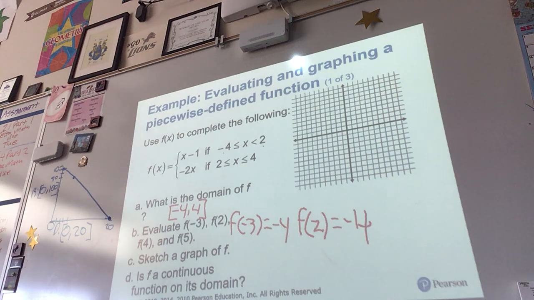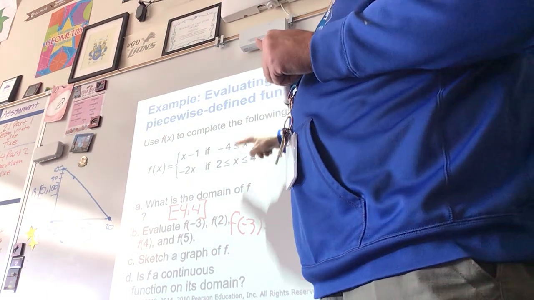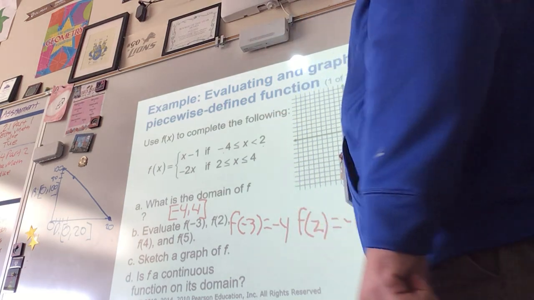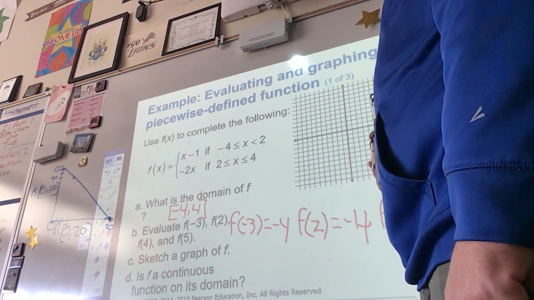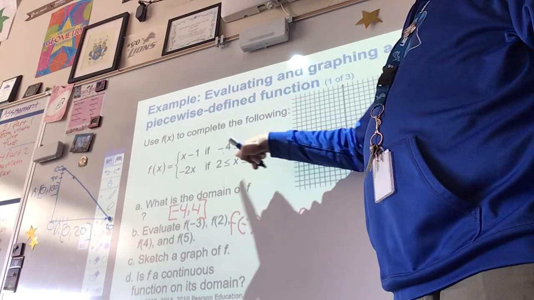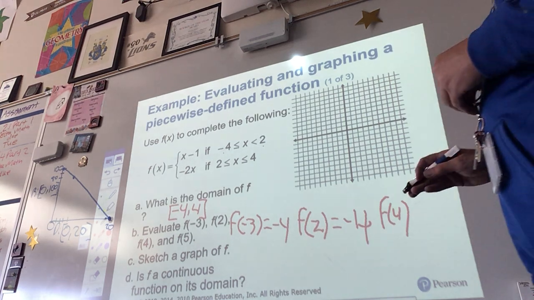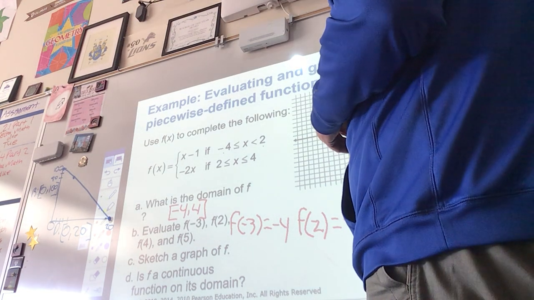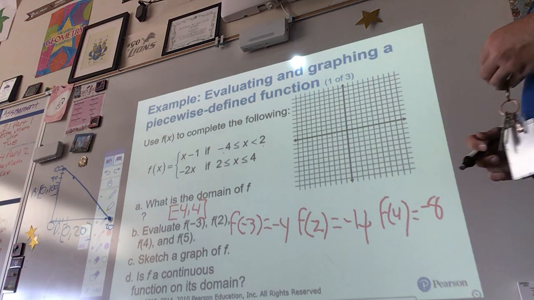Okay, Max, let's do 4. Does +4 fit in the top or +4 fit in the bottom? Bottom. Bottom, right? Because 4 is between 2 and 4. So what would 4 times -2 be? 4 times -2. -8.